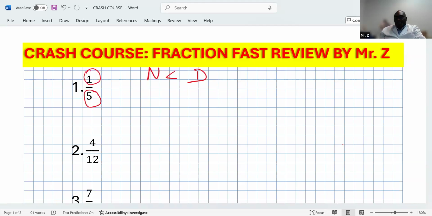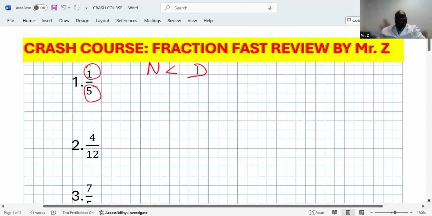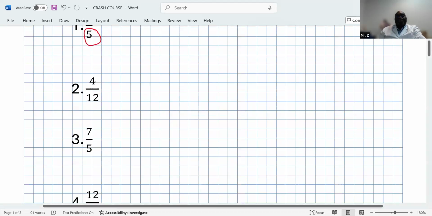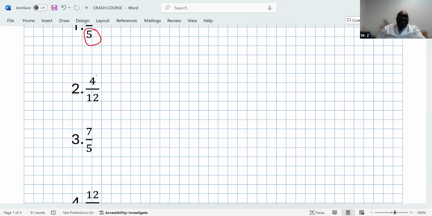Let's look at number two. What kind of fraction is that one? Do you think number two is a proper fraction? Yes, number two is a proper fraction. Why? Because the top number, which is the numerator, is less than the denominator. So 4 is less than 12.